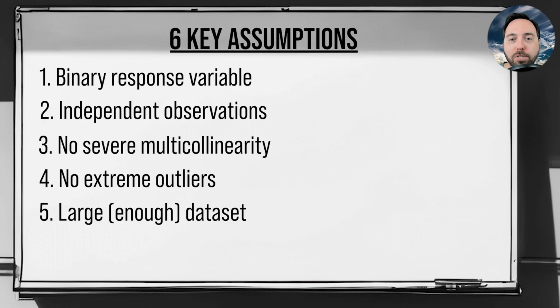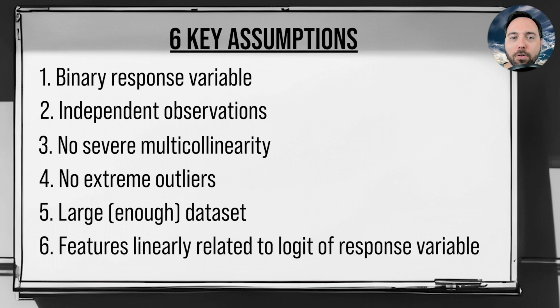Our final assumption is that our features have a linear relationship to the logit of the response variable. That's because logistic regression is linear regression wearing a disguise. But wait, we see that word logit again. I guess it's about time I explained the term, huh?